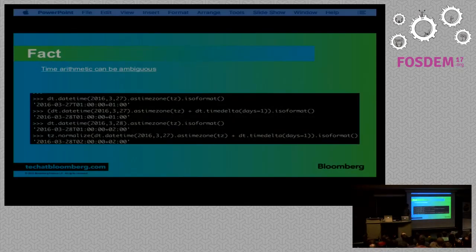Fact: time arithmetic can be really ambiguous. When you say, I want to add a day to a datetime, what do you mean? Do you mean you want the same time but the next day? Do you want to add the number of seconds in a day? Because it's not the same, right? We saw we have things like DST. And if you are here, you have some days that are 23 hours and some days that are 25. Because of the DST change, there is a point in time where the clock goes back 1 hour, and another point where the clock goes forward 1 hour.